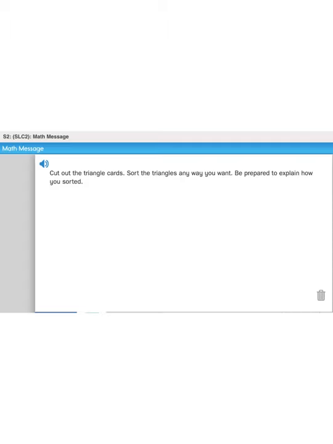Before we get started with the math message, you need to go into the module under the tech information where it says Math Masters page. That page has a lot of triangles all over it. You need to print that page out and cut out those triangles. And then I'd like for you to sort them any way that you want. So it's going to take you a few minutes to do that. So pause the video, get them all cut out, and then sort them any way you want. Once you've done this, then restart the video and we will continue.